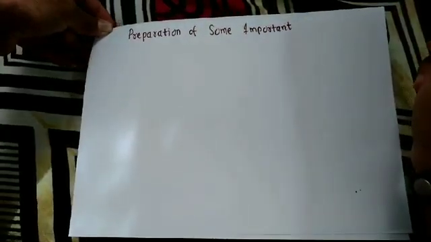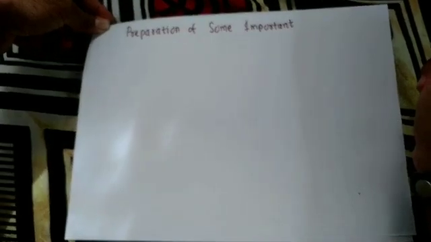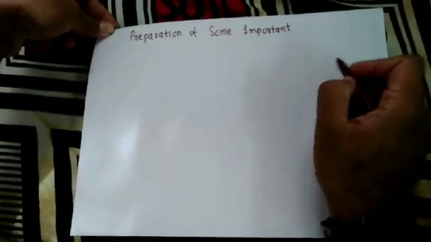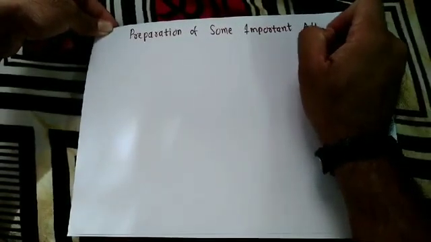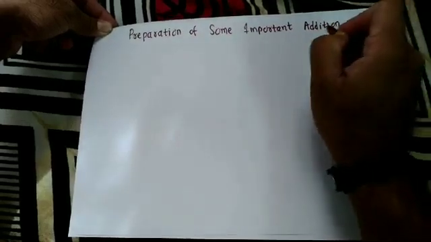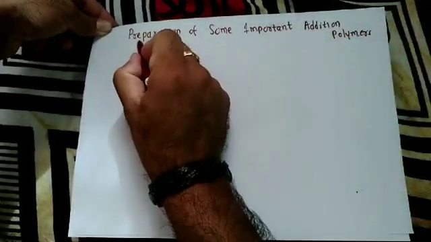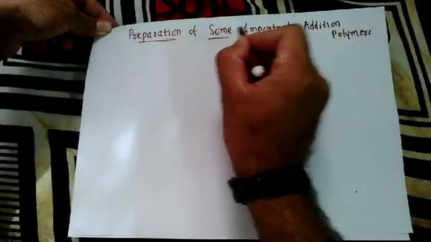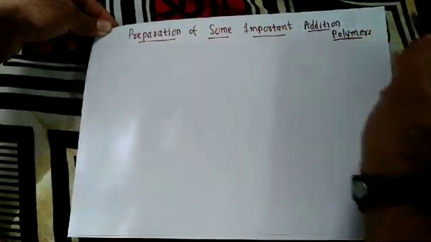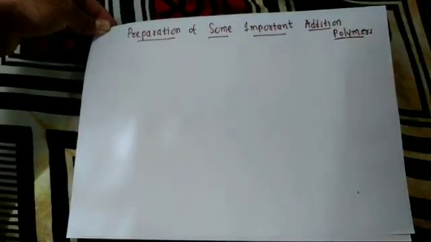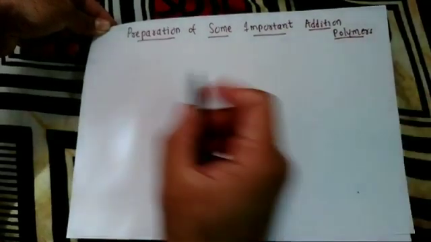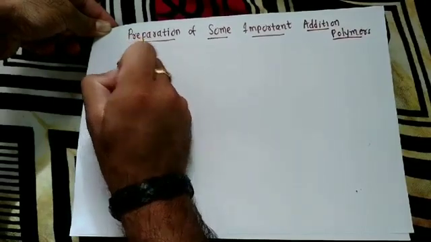We had already discussed that there are mainly two types of polymers: addition polymers and condensation polymers. Today we are going to discuss addition polymers, the preparation of some important addition polymers. One by one we will discuss their preparation, properties and uses. The first addition polymer that we are going to discuss is polythene.